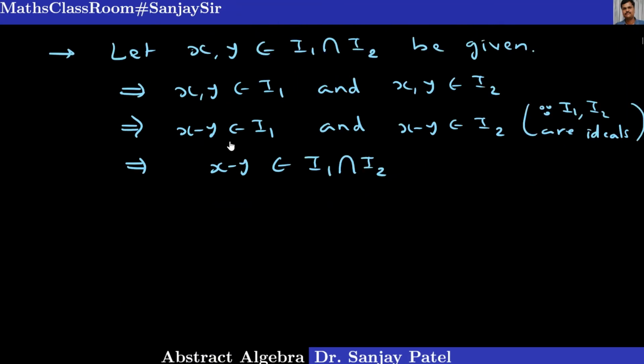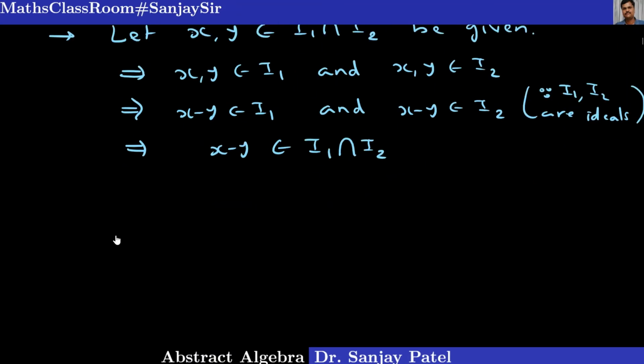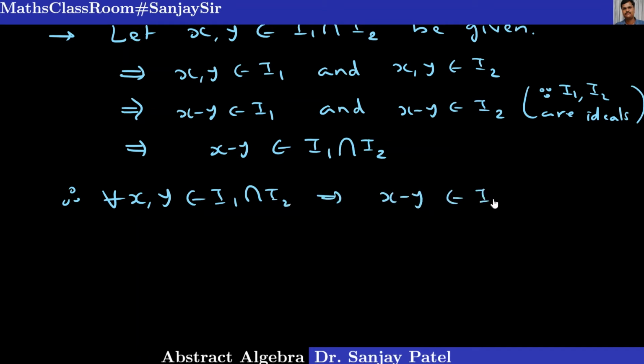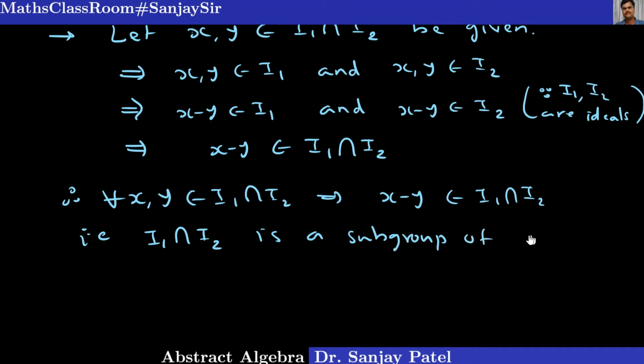Okay. So what we have proved is the second condition, that for every x and y belongs to I1 intersection I2 implies x minus y also belongs to I1 intersection I2, and that is the set I1 intersection I2 is a subgroup of the group R comma plus. So this is my second conclusion.